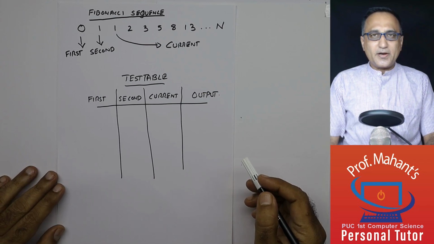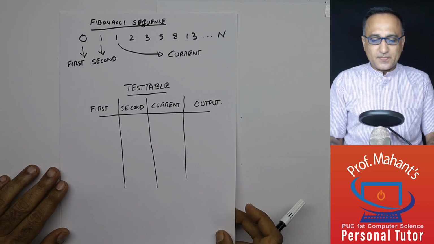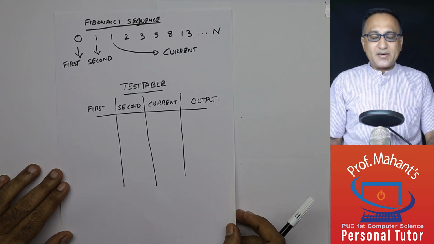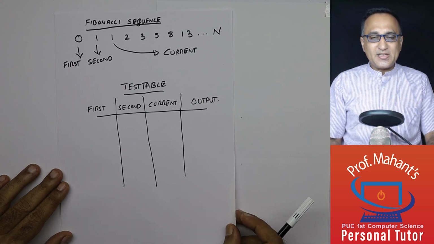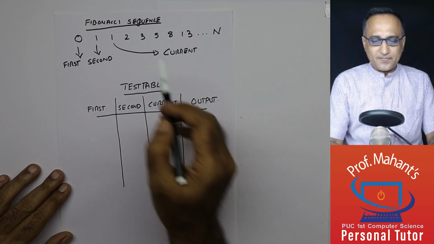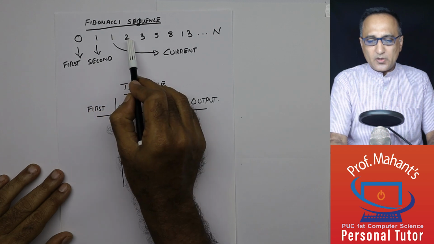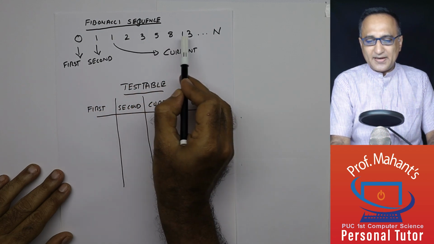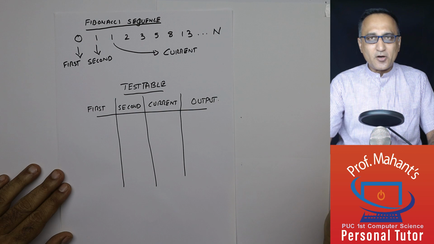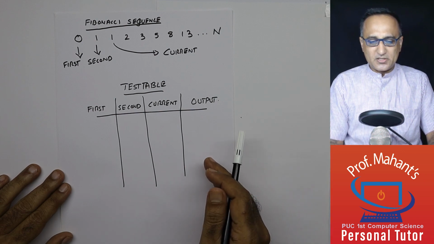We shall now take a look at a flowchart to generate the Fibonacci sequence. But before we go about generating the Fibonacci sequence, let us first try to understand what the Fibonacci sequence is. This is the series 0, 1, 1, 2, 3, 5, 8, 13, and it keeps going on. There is no end or termination to this particular sequence.